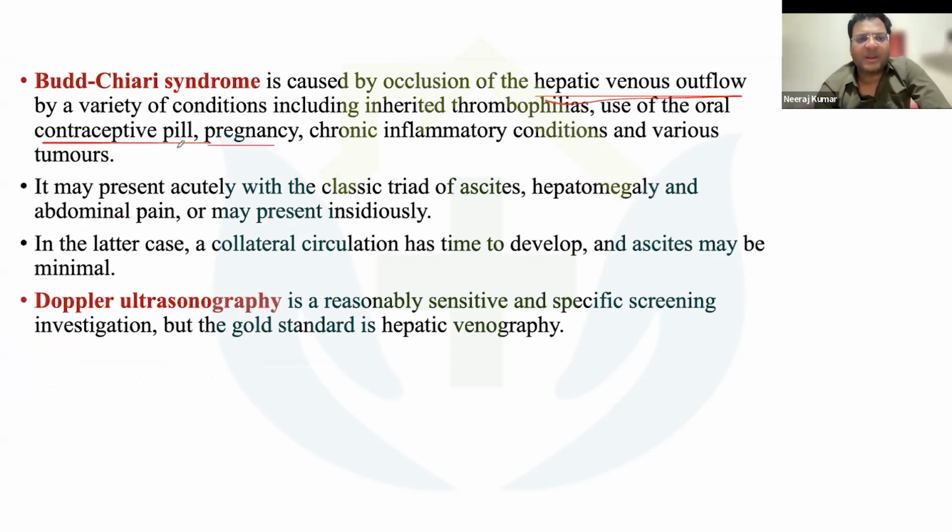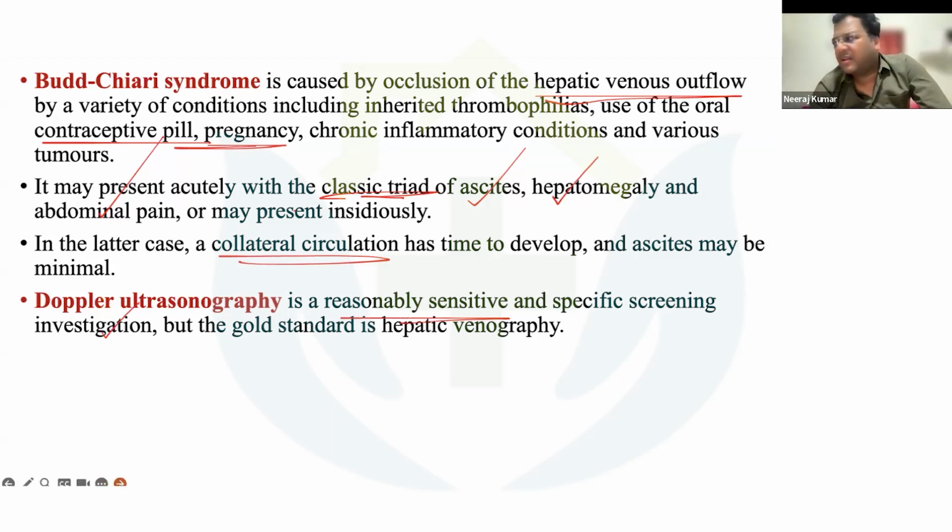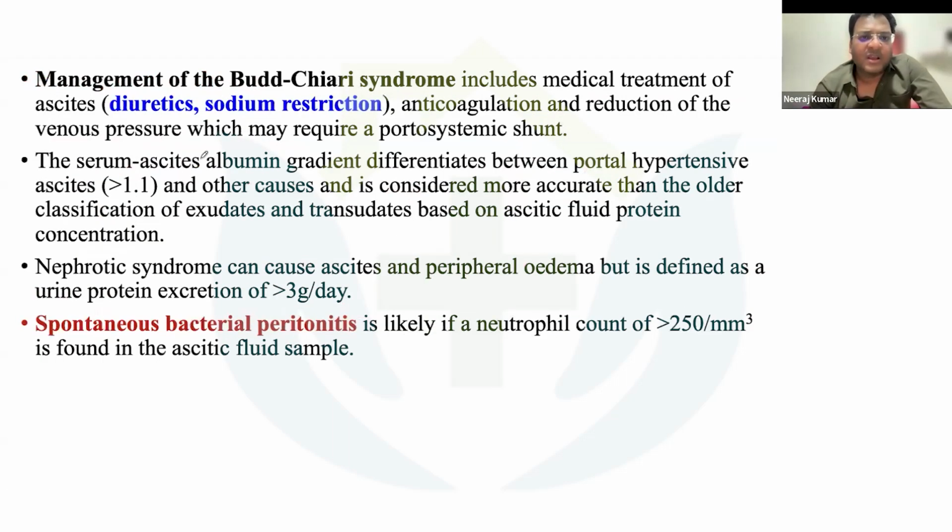The patient is having a triad of acutely presenting symptoms like ascites, hepatomegaly, and abdominal pain. And in the chronic case, the collateral circulation has time to develop and ascites may be minimal. Doppler ultrasonography is a reasonably sensitive and specific screening investigation, although hepatic venography is the gold standard. Now, management is diuretics and sodium restriction.